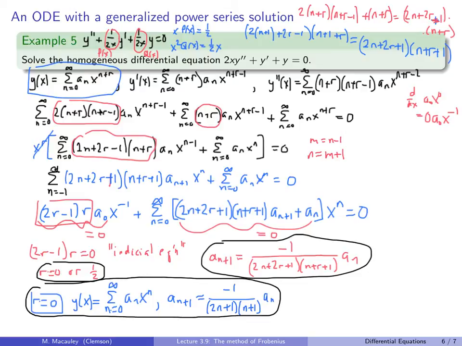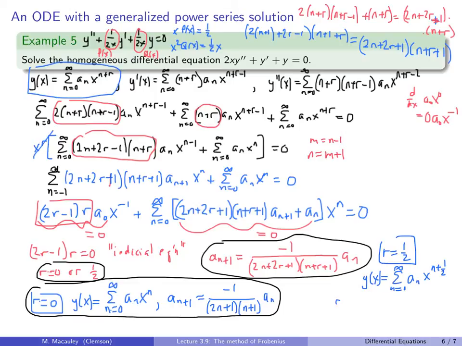And then the other solution is when r equals 1/2. In this case, we have a generalized power series solution of the sum from n equals 0 to infinity of a n x to the n plus 1/2.